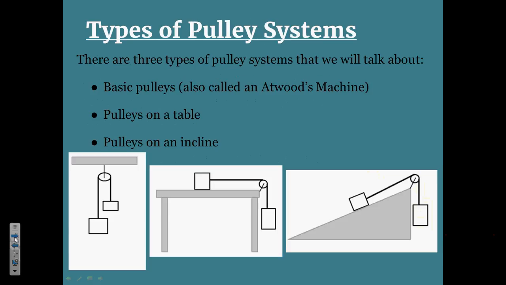Now, there are three types of pulley systems. They are the basic pulley, which is what we're working on first and what we learned today. It's this first picture. We call this Atwood's machine, and that's from the guy who actually invented it. Then we have pulleys on a table, and then we have pulleys on an incline, which is our third type. Make sure you know the three types of pulleys. You will have a quiz this Friday over pulleys.